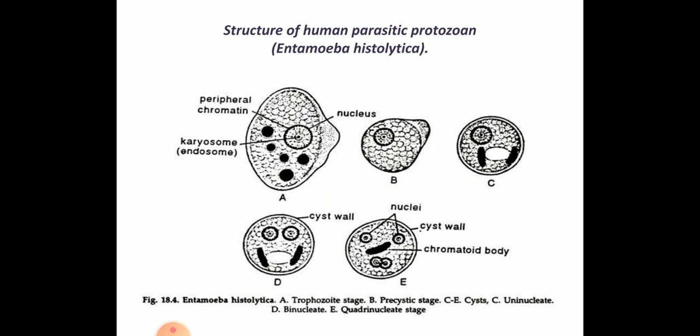So these are the structures. Please study the trophozoite structure, very important. You can see the nucleus is prominent and chromatin is present, karyosome, so many different structures are present. Cyst will be there because encystment also takes place here. So let's begin with this.